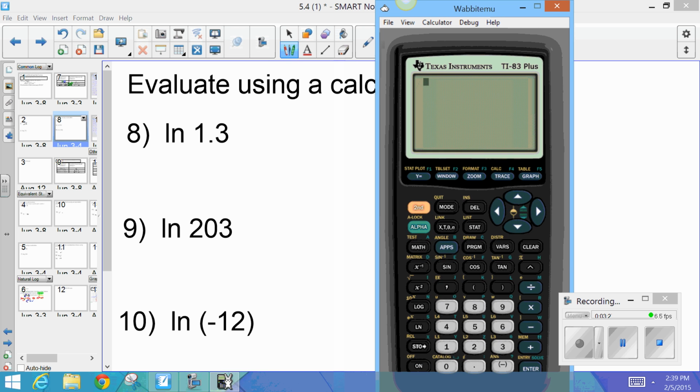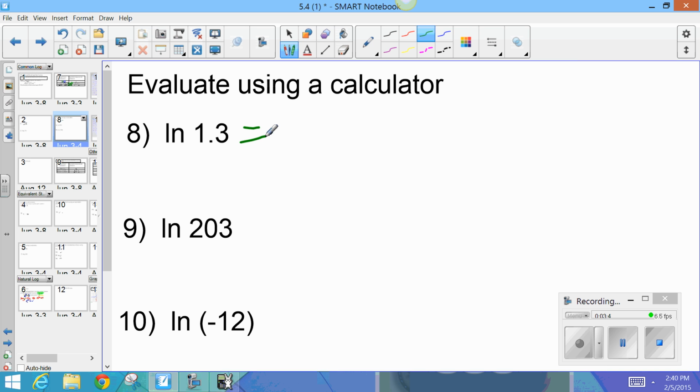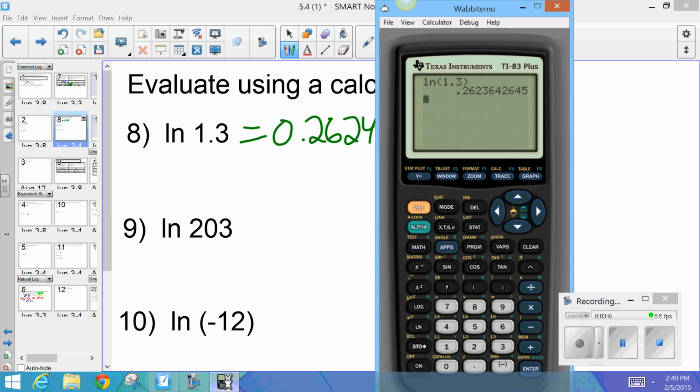So I'm just going to touch natural log of 1.3. And usually logs are evaluated to 4 places after the decimal. So I've got 0.2624. The natural log of 203 equals 5.3132.